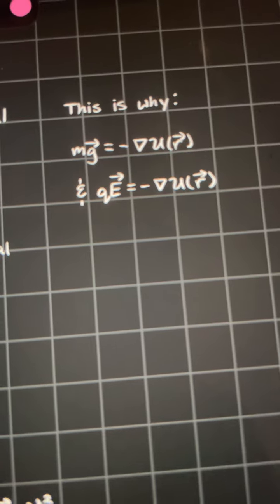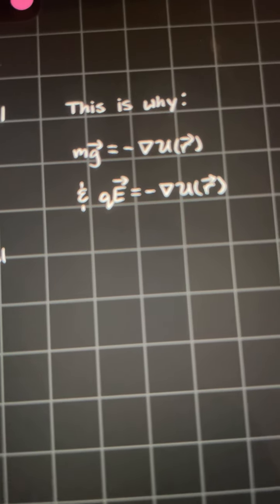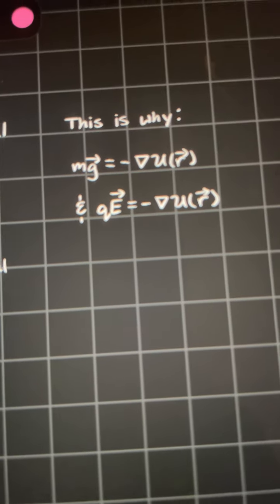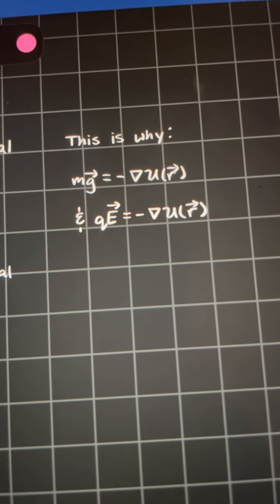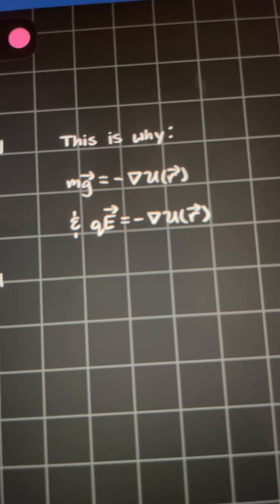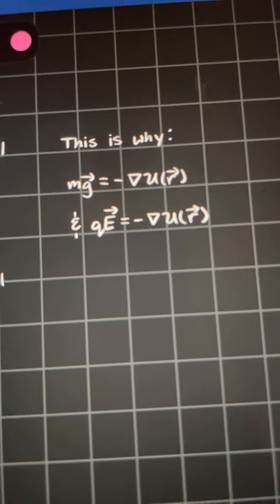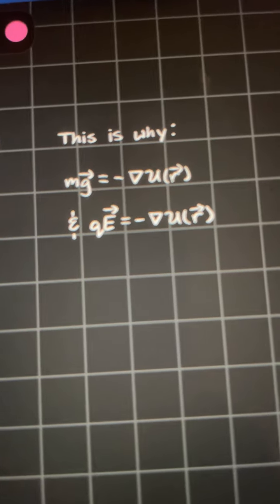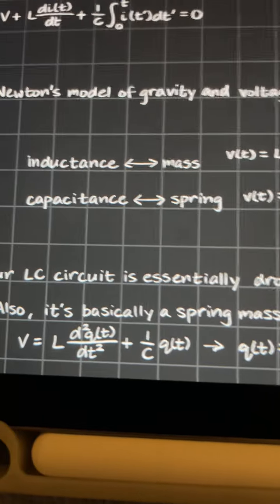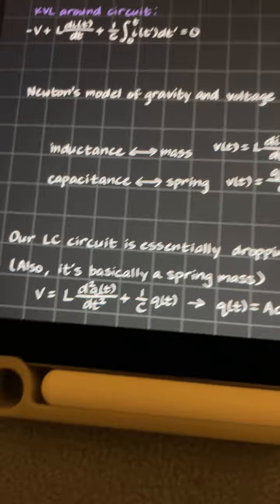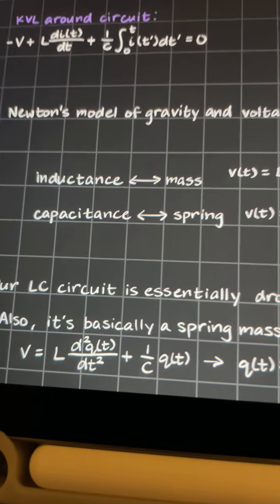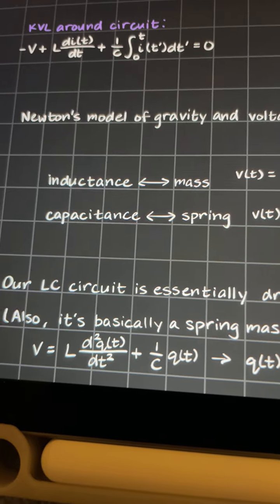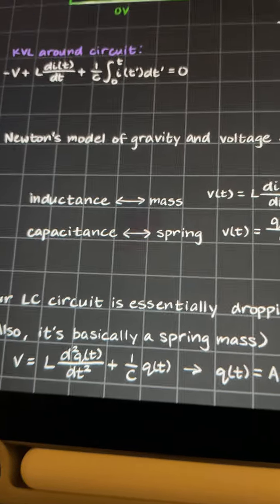And this is why the gravitational force is the negative derivative of potential. Same thing with the electric field's force. It's the negative gradient of potential. So, using Newton's model of gravity and voltage are analogs of each other. And because of that, we can treat inductances as sort of masses and capacitances as sort of springs.